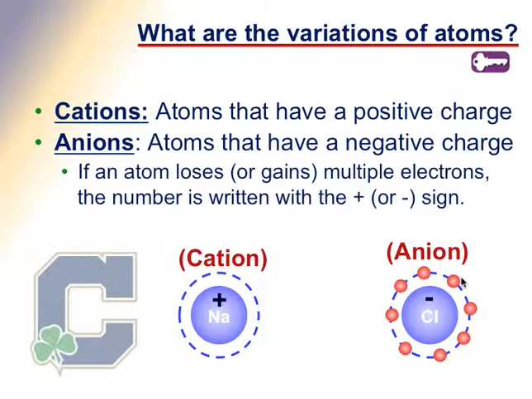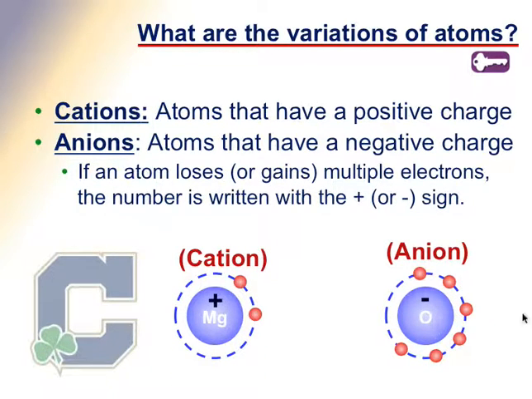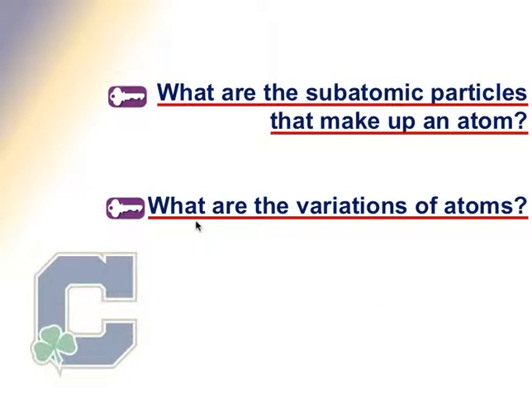Now, in these two examples, we lost one electron and gained one electron, so it's just a plus and a minus. But if you were to lose multiples, like for example magnesium and oxygen here, magnesium is going to give up 2 of its electrons to oxygen, and oxygen is going to gain those 2. Well, now I can't just write Mg plus. What I would actually write is Mg2 plus and O2 minus.